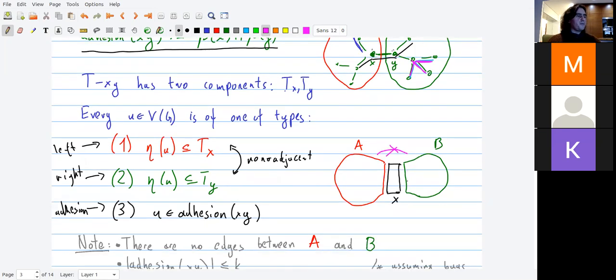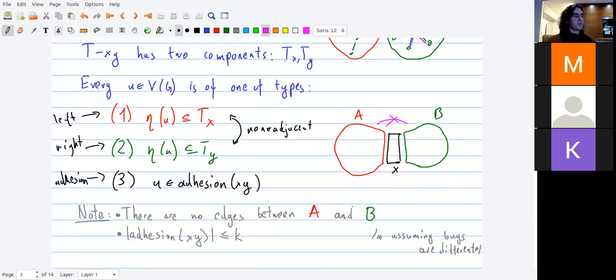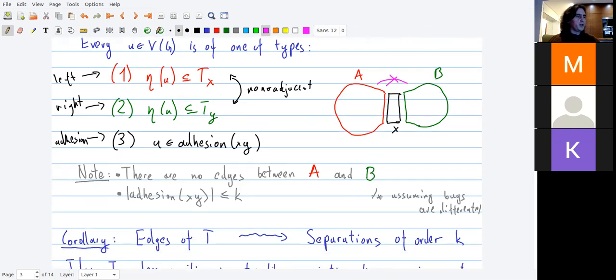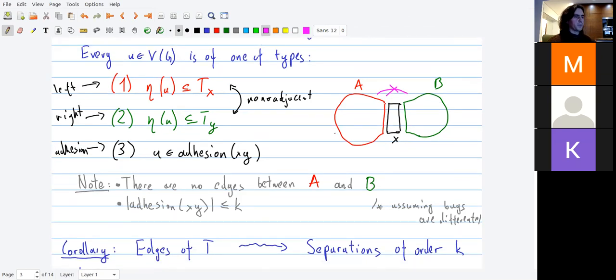So this means that every edge of the decomposition corresponds to a sort of separation in the graph, and a separation is a triple A, X, B such that there is no edge between A and B, and this should be a partition of the vertices of the graph. So this is the definition of a separation.